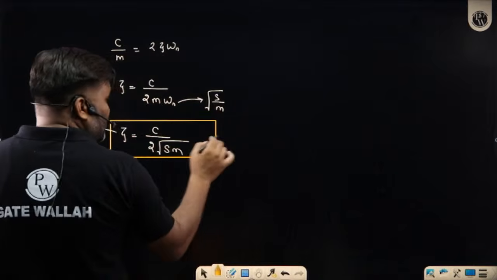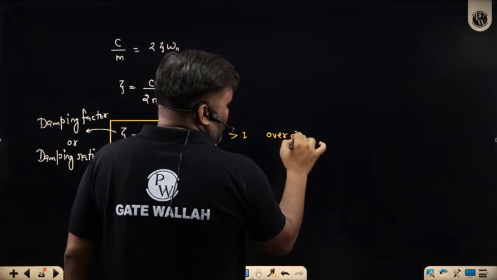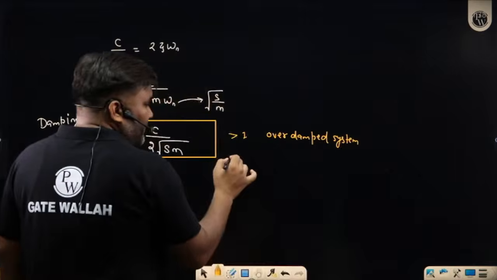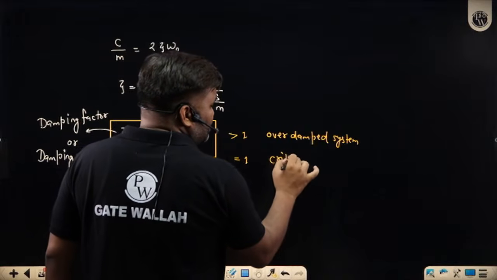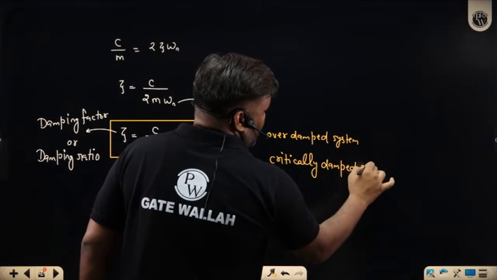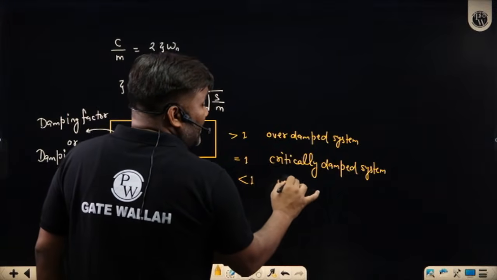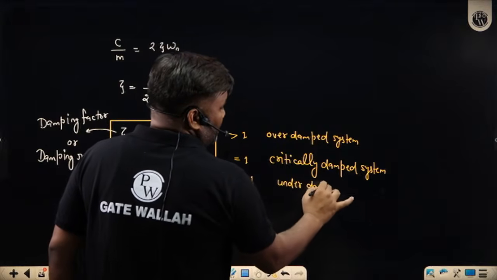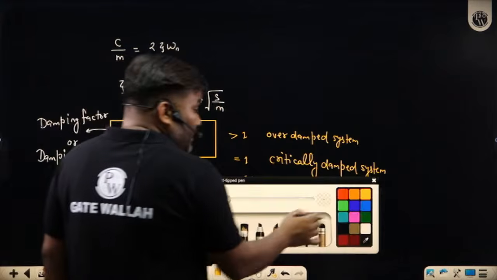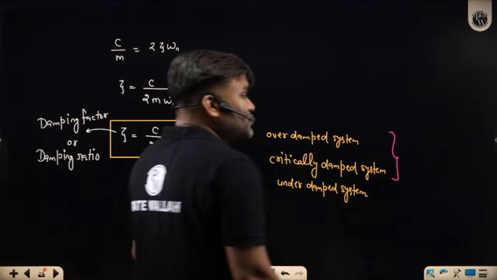if this term zeta becomes more than 1, I will say overdamped system. If it is equal to 1, I say this as critically damped system. If this is less than 1, I say this as underdamped system.